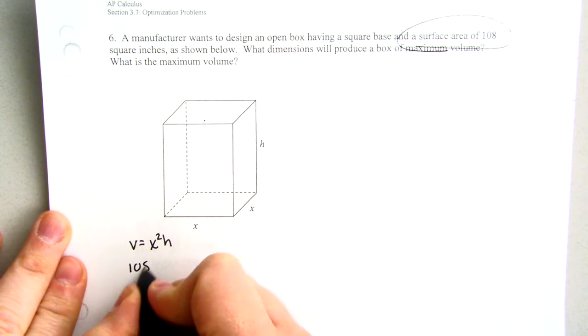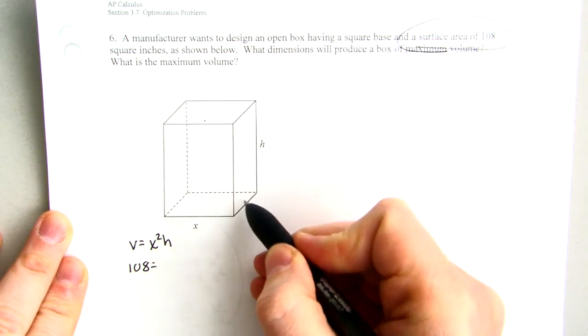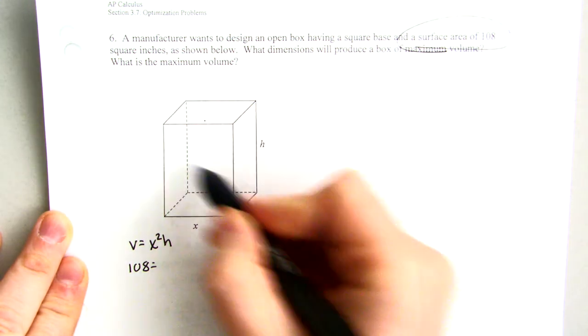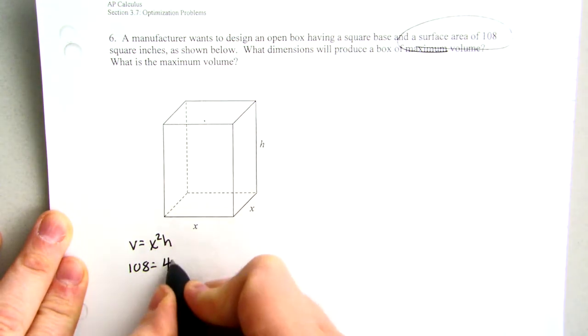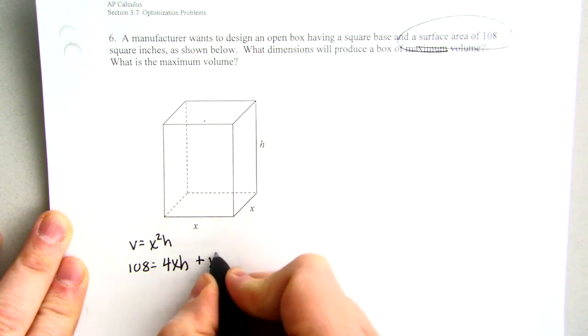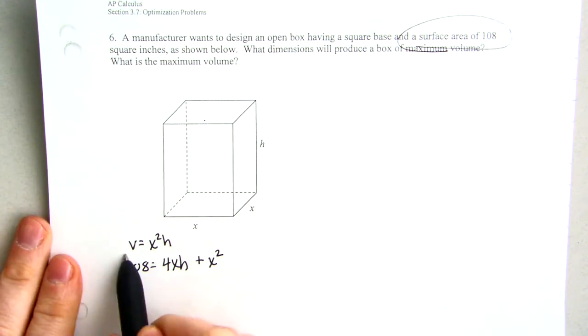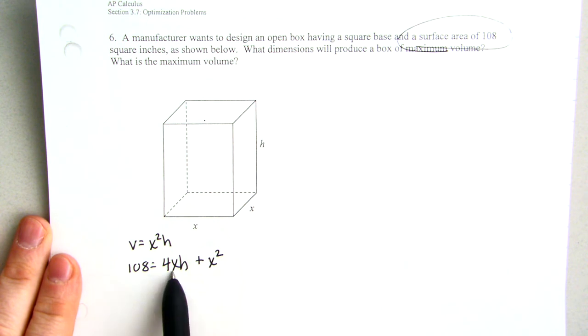108 equals the front, x times h, plus the side, x times h, plus the back, x times h, plus this side, x times h. You've got 4 of those, 4xh, plus the base, plus x squared. That's going to end up equaling 108. I need to plug this formula in over here. I could solve this for x. That's going to be unpleasant because of the x and the x squared. Solve it for h.